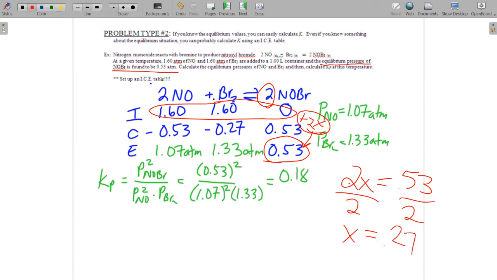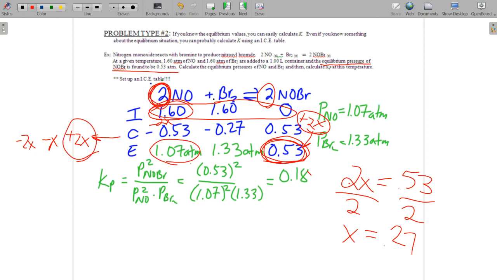Then you can say, okay, if I have 1.60 here, and I'm going to lose 2x, this is minus 2x here, then I know that this is my equilibrium. So we're kind of working backwards on this ICE table. Now, I would recommend that you start the ICE table, you do this part where you show minus 2x, minus x, and plus 2x, so you know what's going on with your numbers. But this right here tells us, hey, it's kind of a gift. We went from 0 to 0.53, and I know that I was supposed to gain 2x. So 2x is 0.53, and that's really nice.